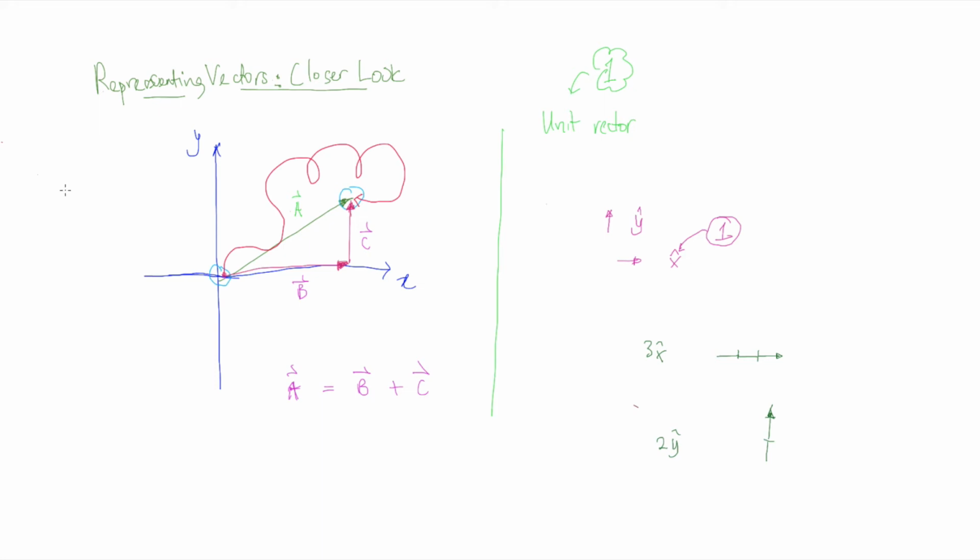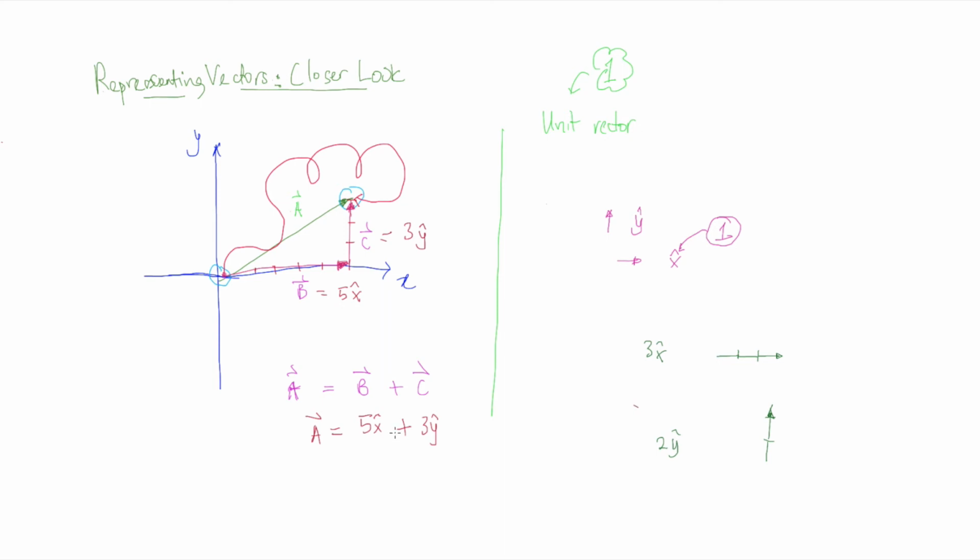So going back to here, I can represent B as, let's say, 1, 2, 3, 4, 5. So I'm going to call B 5x hat. And C is 1, 2, 3 units long, and it's pointing in the y direction. So I'm going to call it 3y hat. So writing these down here, B was 5x hat, and C was 3y hat. So my A is now 5x hat plus 3y hat.